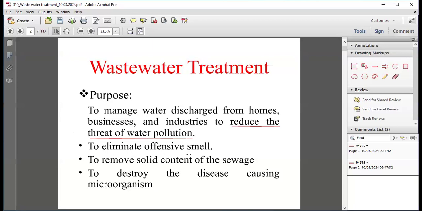Then the second reason is to eliminate the offensive smell, to remove solid content of the sewage, and to destroy the disease causing microorganisms. This is the main reason: to destroy the disease causing microorganisms, right? These are the reasons.